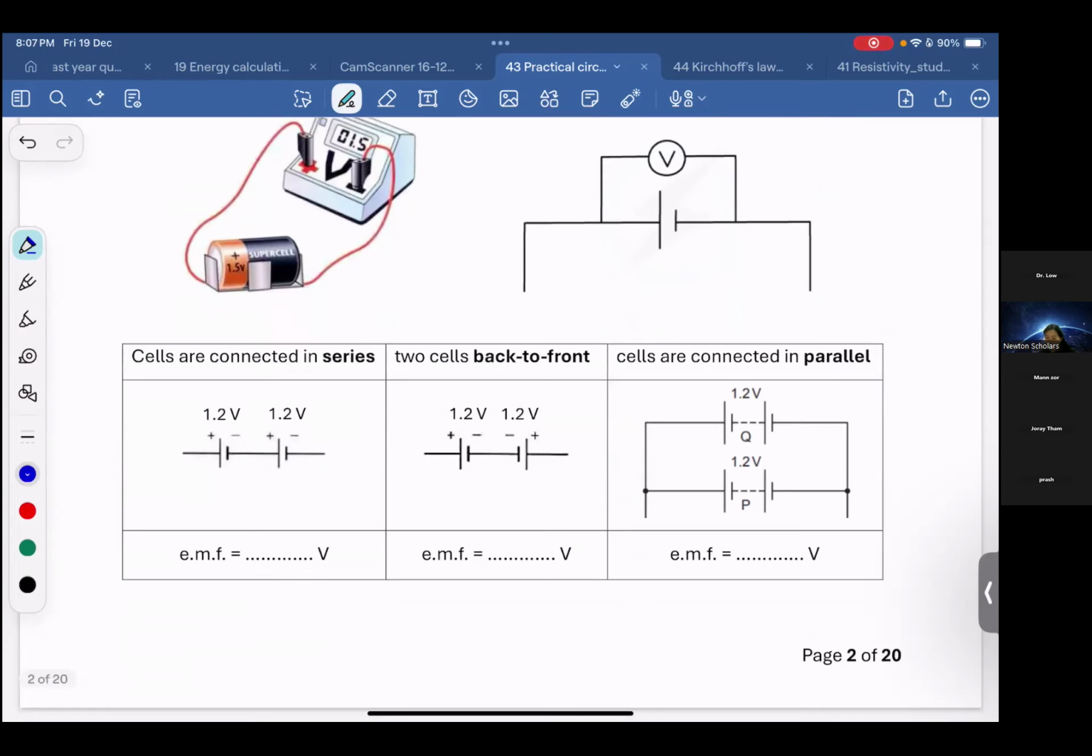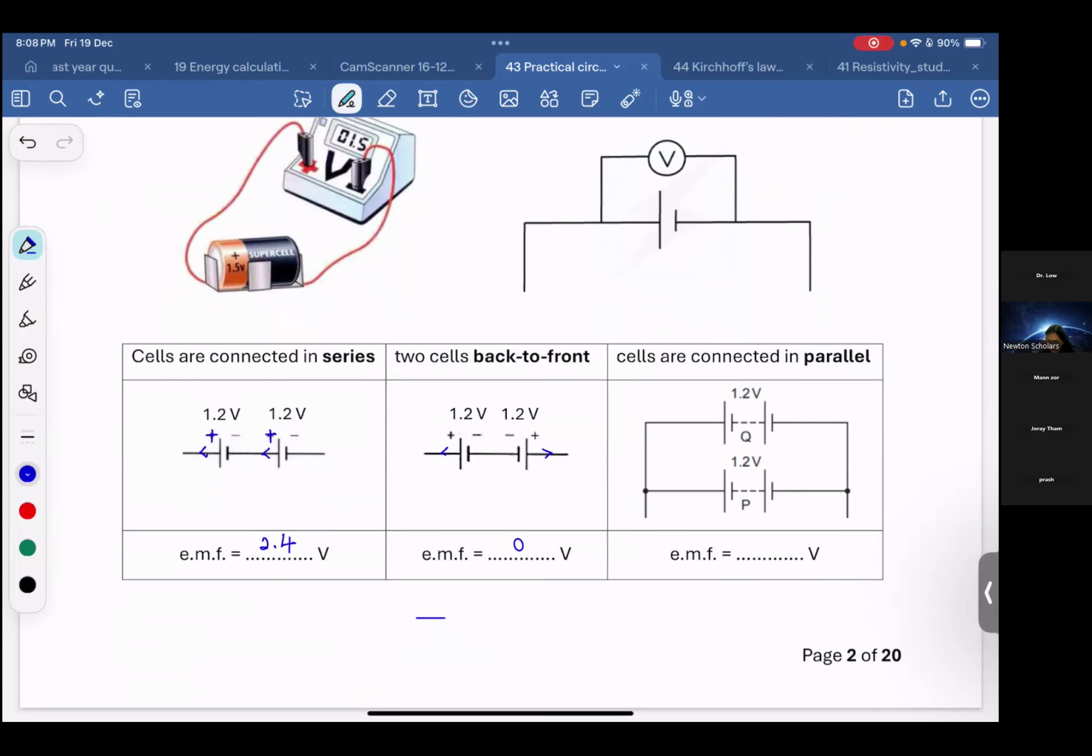If the batteries are connected in series, series is easy. Here positive goes up, this one also positive goes up, they are in the same direction, connected in the correct way. So we just add them together, and this will become 2.4 volt. In Year 11 we also talked about this. Now this one is connected the wrong way. This one positive goes out, here goes out, so actually they cancel out, and this will become 0.